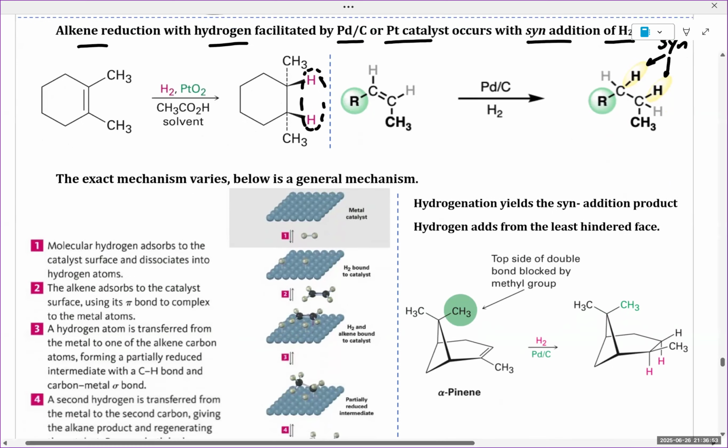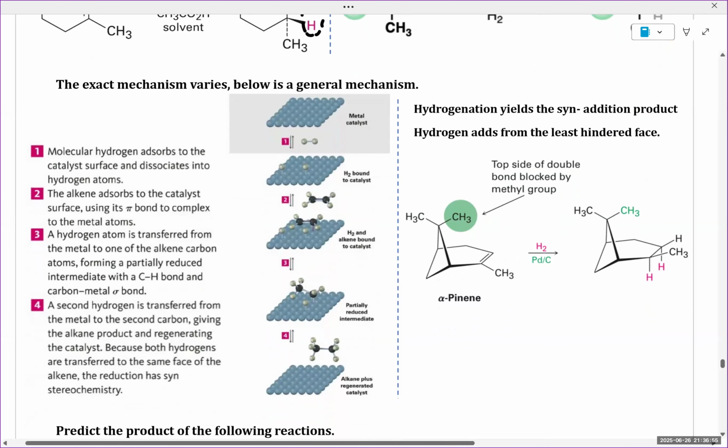In terms of the full mechanism, because it's metal mediated, the mechanism can often be dependent on the exact catalyst that you use, but here's a general framework. First, hydrogen adsorbs onto the metal catalyst and is bound to the metal catalyst. On the catalyst surface, hydrogen dissociates into individual atoms. You break this hydrogen-hydrogen bond and we get hydrogen atoms bound to the metal catalyst surface.